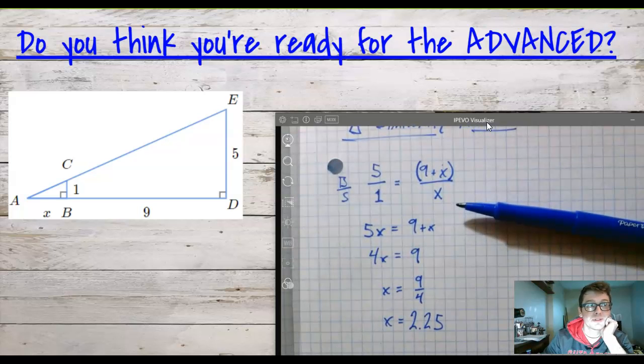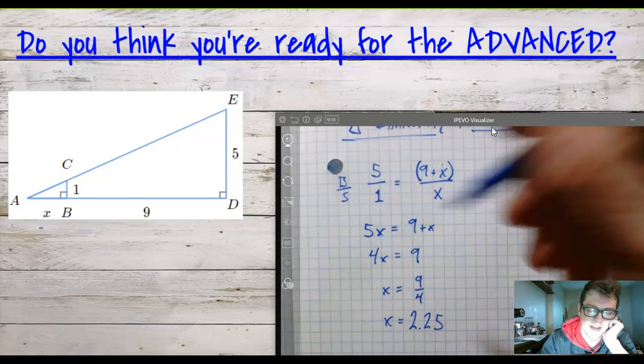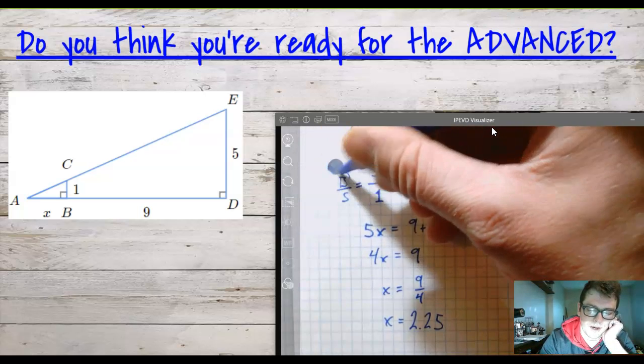Sorry, trying to get that to focus. Is the first fraction b over 5? Sorry, that's b over s, because big over small. I just wanted to set up what I was setting up.